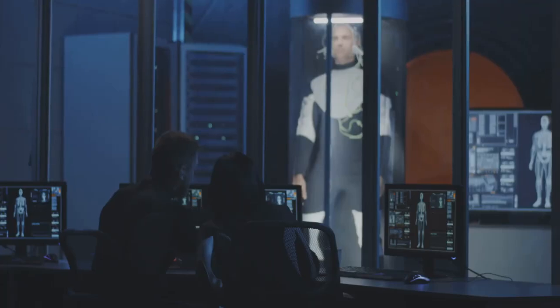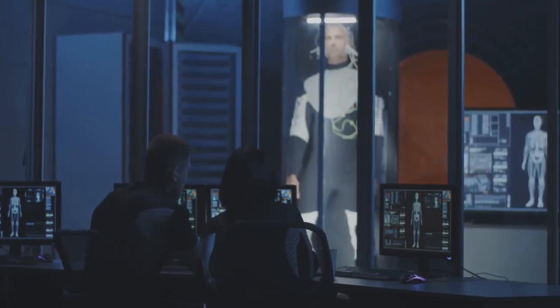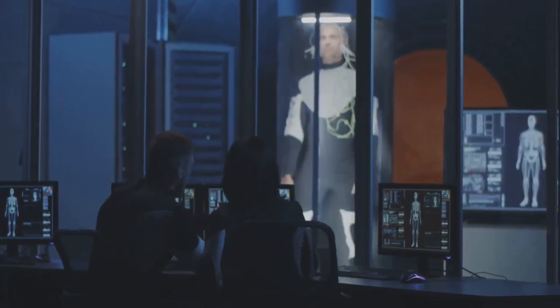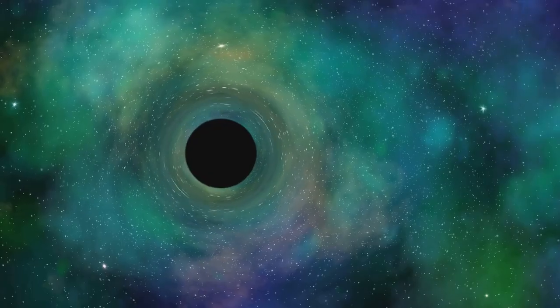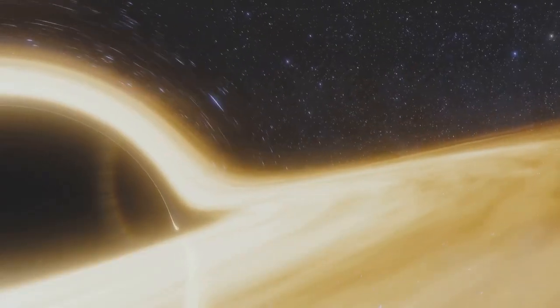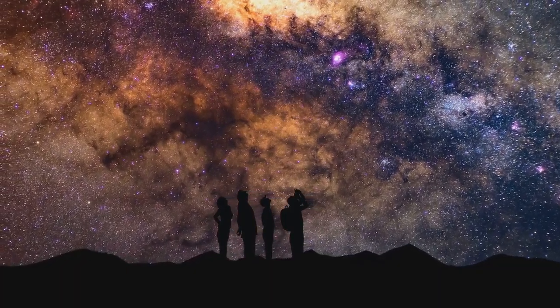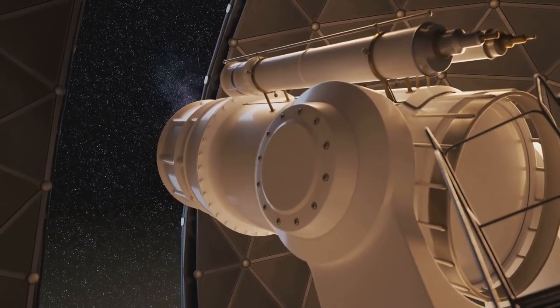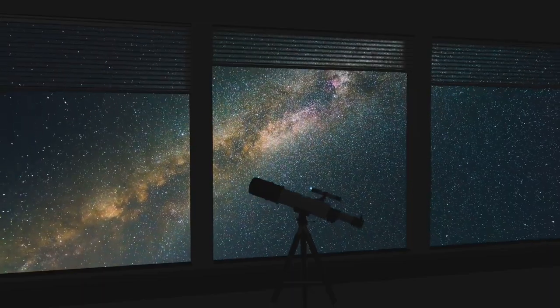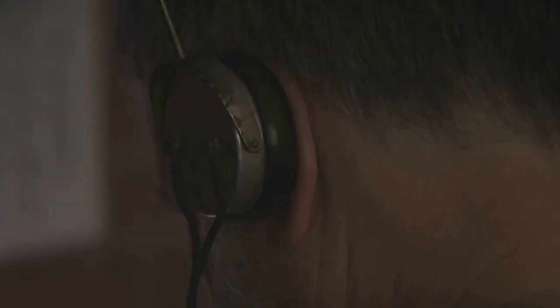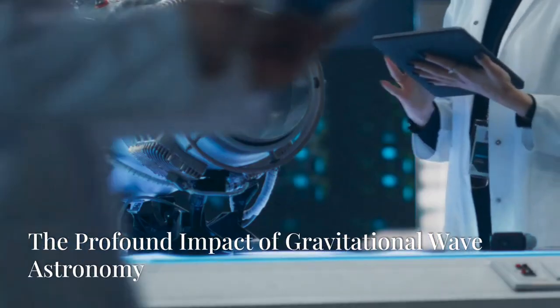Reflecting on the gravitational wave revolution. The detection of gravitational waves marks a profound shift in our cosmic perspective. Gravitational waves have given us a new way of perceiving the universe. We can now hear the whispers of black holes colliding, the death throes of massive stars, and perhaps even the faint echoes of the Big Bang. This newfound ability has revolutionized astronomy.